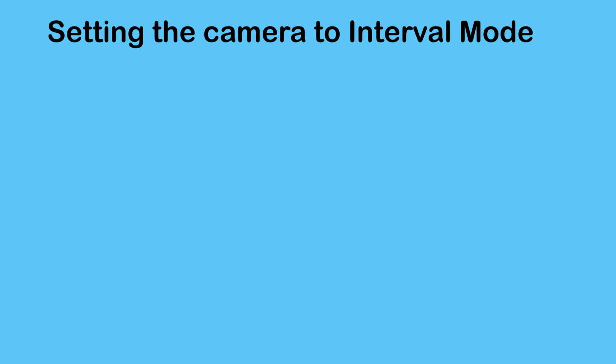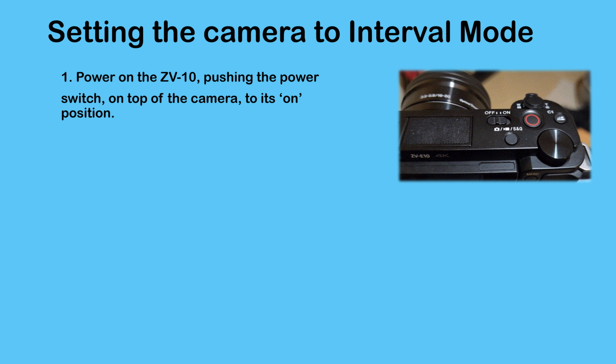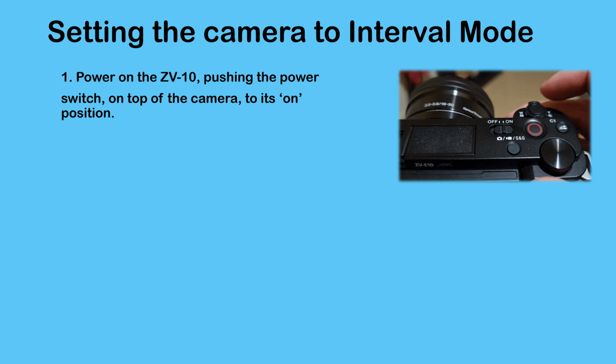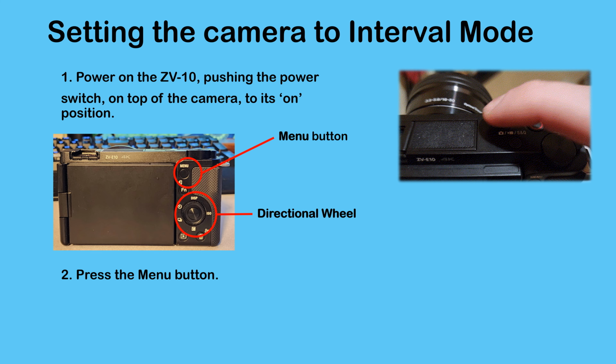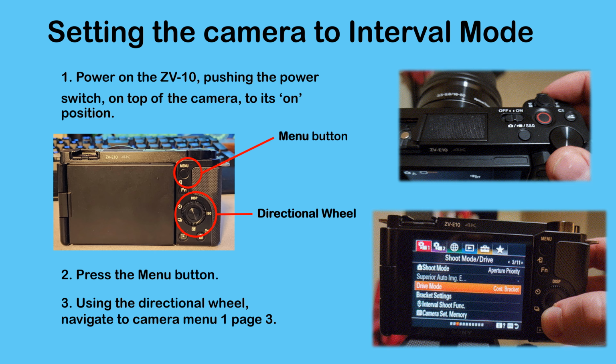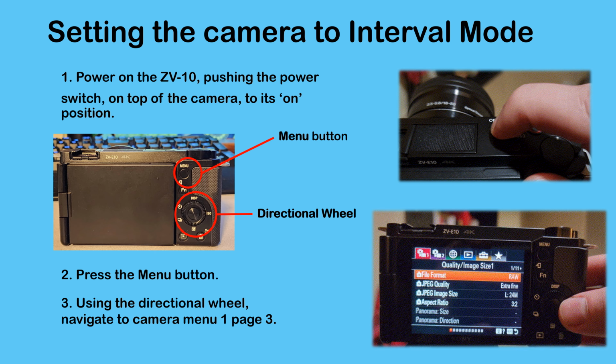Now it's time to set the camera to interval mode. Firstly, power on the ZV-E10, pushing the power switch on top of the camera to its on position. Then press the menu button. Then using the directional wheel, navigate to Camera Menu 1, page 3.